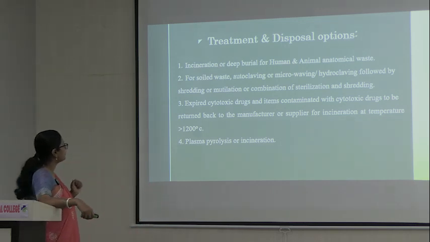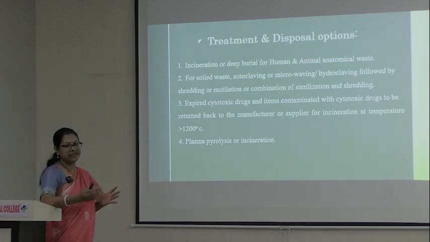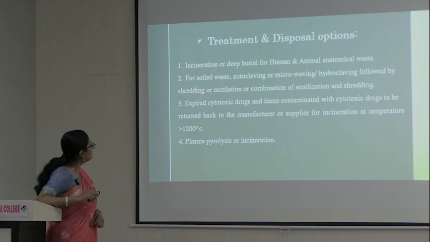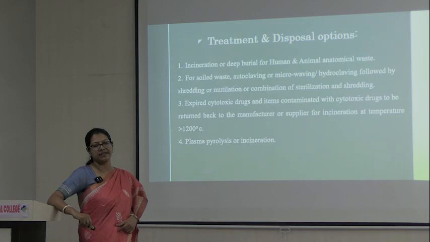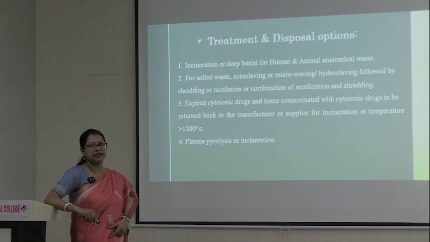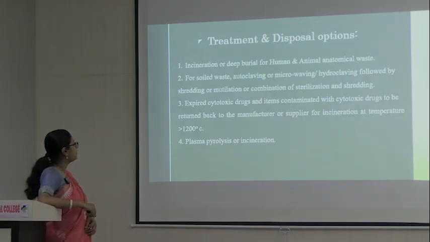One is incineration. Incineration means the waste will get burned at a very high temperature. Then deep burial is also there. Where an incineration facility is not available, maybe in rural parts, they use deep burial. Deep burial means we bury it under the ground, for human anatomical waste and animal anatomical waste.